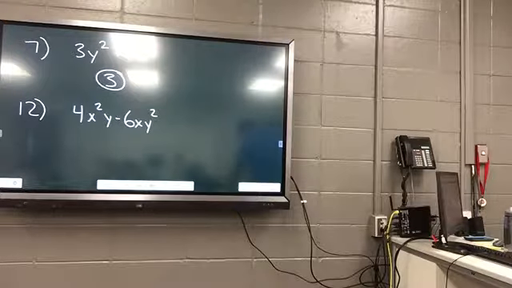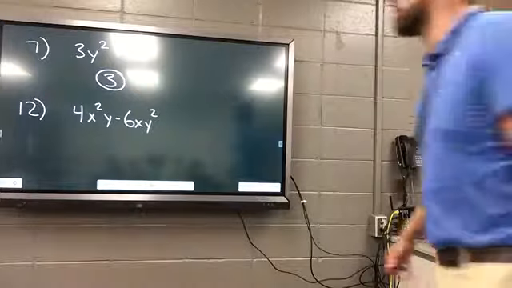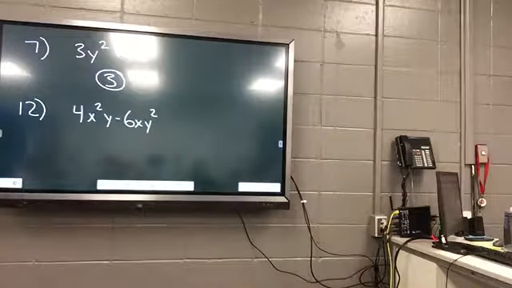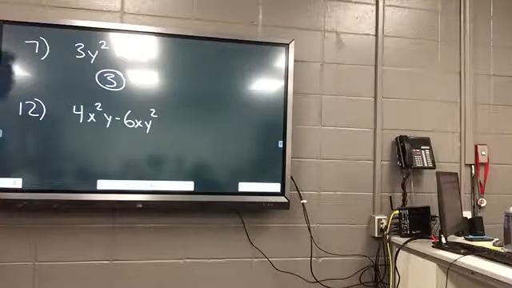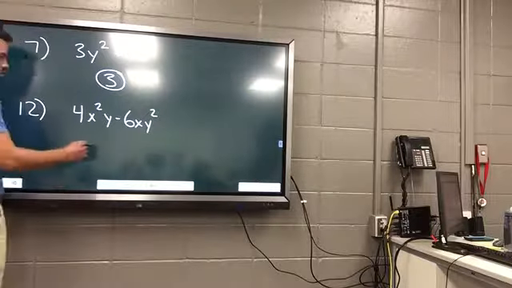Okay, and then what about the y's? Yeah, if this has a y and this has a y, you can factor out a y. But they both don't have y, so the GCF is just 3. Like if this one had a y to the first, the answer would have been 3y. But it changes. Okay, what's the GCF of 4x squared y and negative 6xy squared?